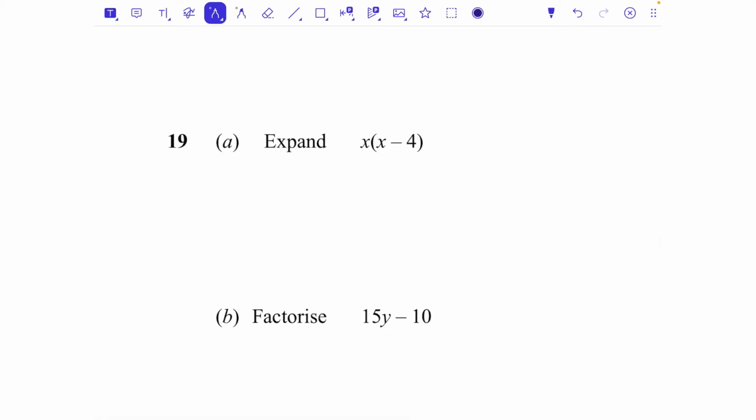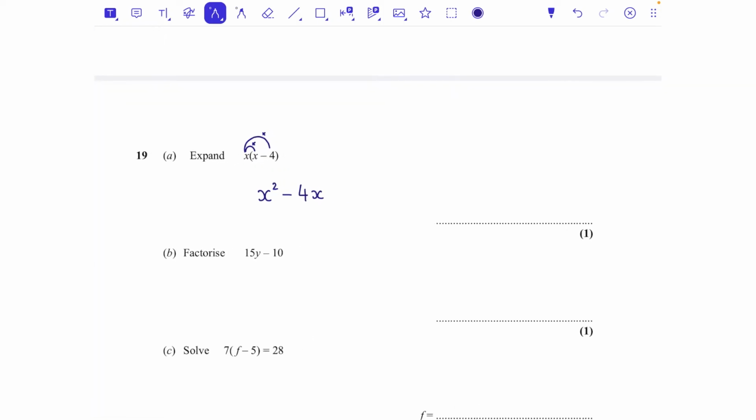Okay, when we expand brackets, we're saying I want this many lots of everything in the bracket. So we do what's on the outside multiplied by the first thing and what's on the outside multiplied by the second thing. And you can put little multiplication signs there if you find it easier. x times x is x squared, you're multiplying it by itself, and x times minus 4 is minus 4x. Those are not like terms, so that is your final answer. You can't bring them together to a single term.